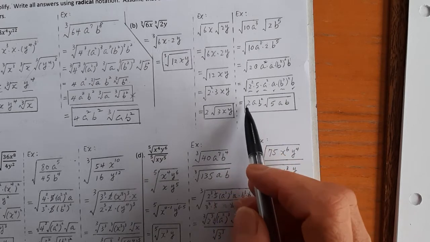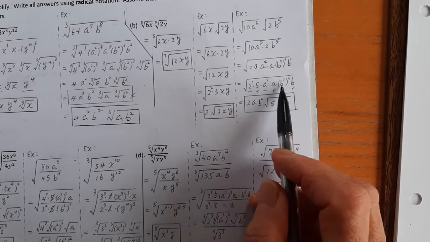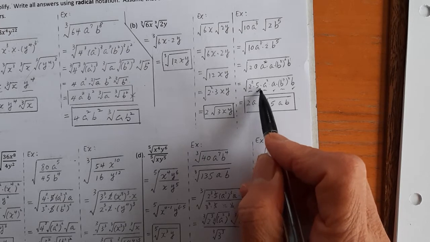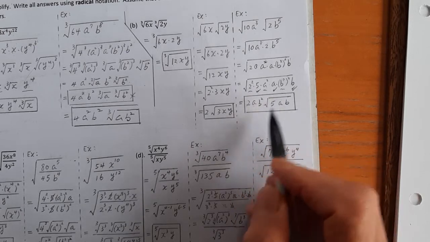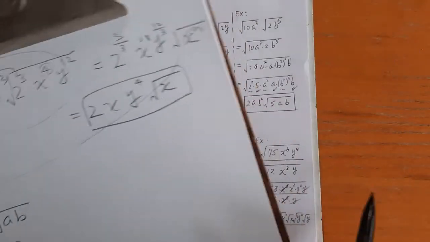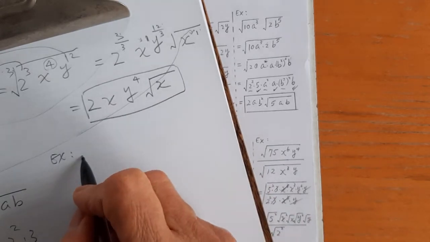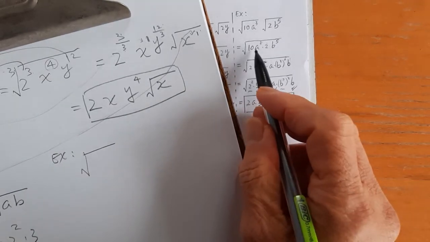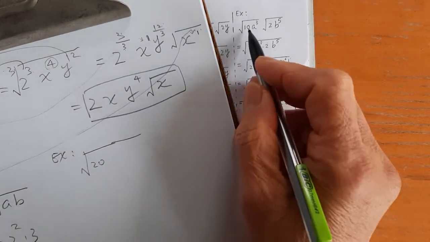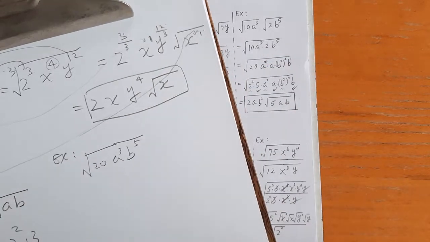So 2 squared, square root out is 2. A squared, square root out, get a. And b squared squared, square root out, get b squared. And inside still have 5ab. Take square root. And this question you also can do a quick way. Example, the question is, up to here, 10 times 2 is 20, a cubed, b to the power 5, tying together, product rule.